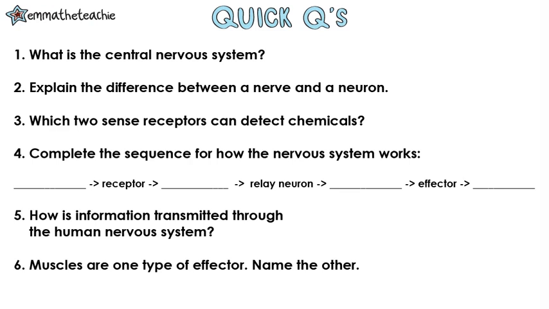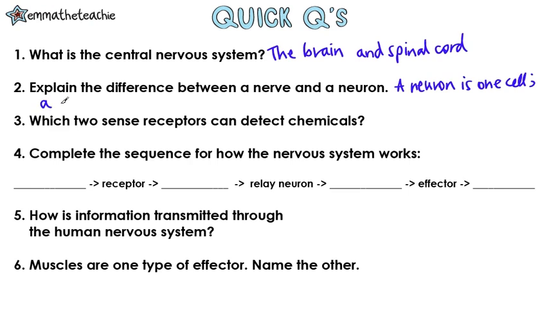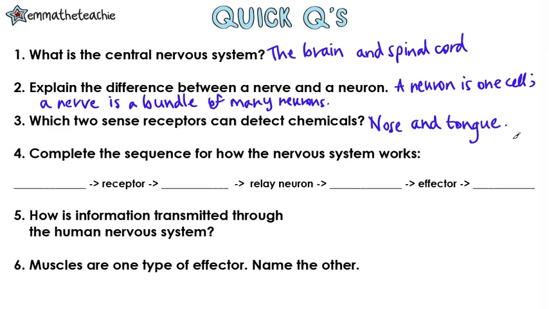Number 1. What is the central nervous system? This is the brain and the spinal cord. 2. Explain the difference between a nerve and a neuron. Well, a neuron is one cell, whereas a nerve is a bundle of many neurons, or lots of cells. 3. Which 2 sense receptors can detect chemicals? It's the nose and the tongue.